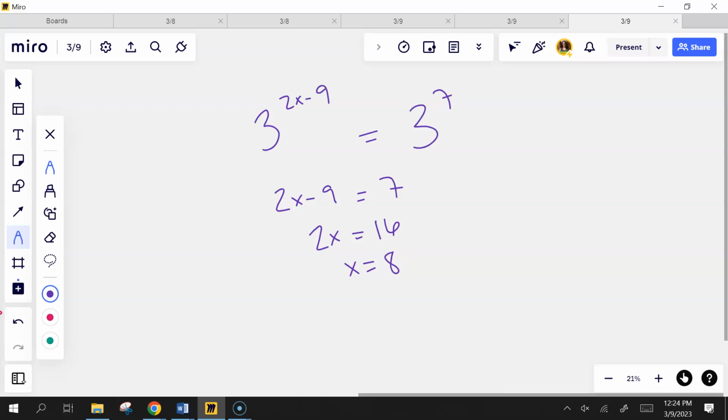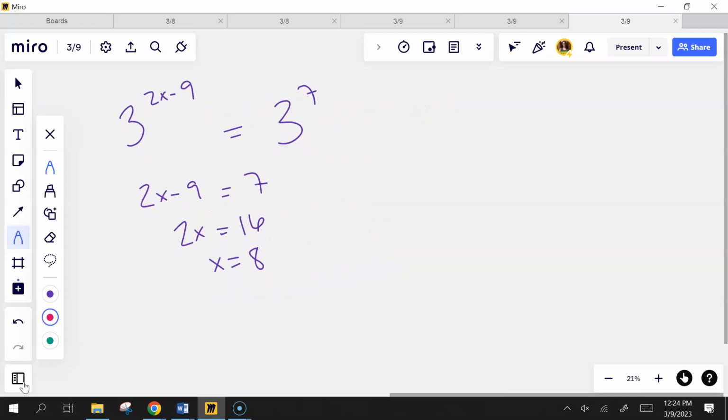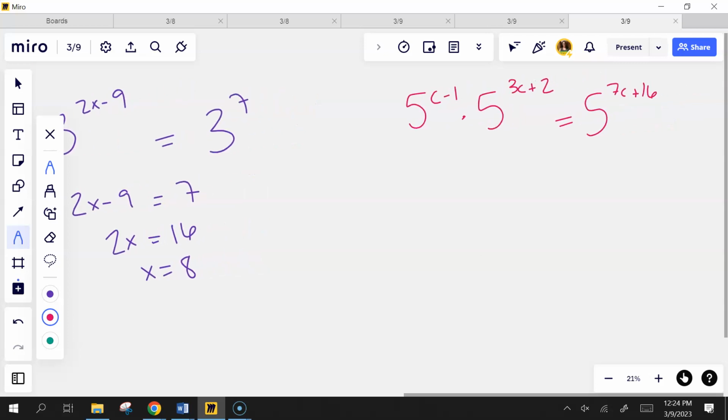What if it looks like this? Good job. You just add them, because it's the same properties of exponents that we've been doing, if the base is the same. So it might be that you have to combine first before you can do that. Since these are the same base and I'm multiplying, I add these exponents together. So I get 5 to the 4c plus 1 equals 5 to the 7c plus 16.